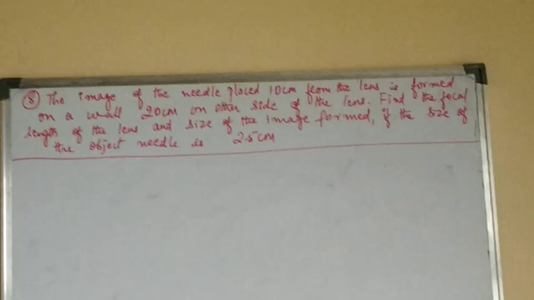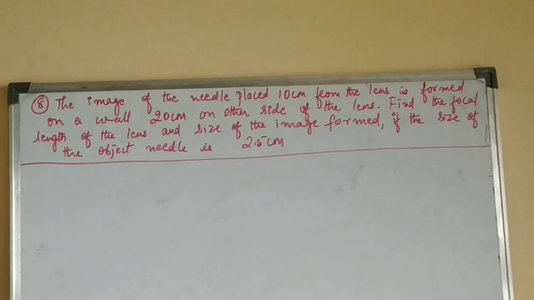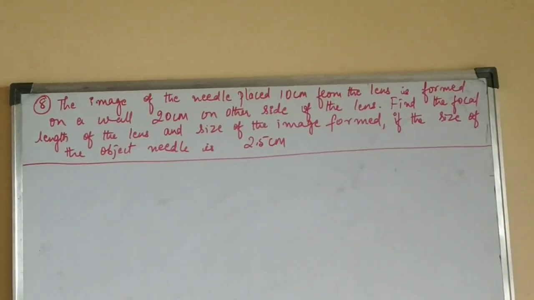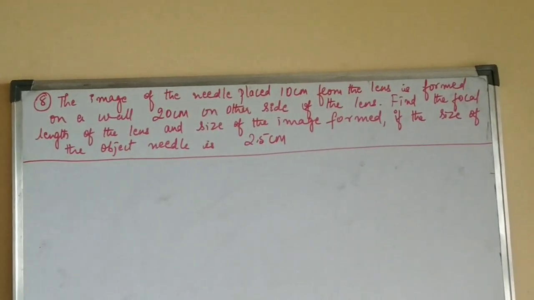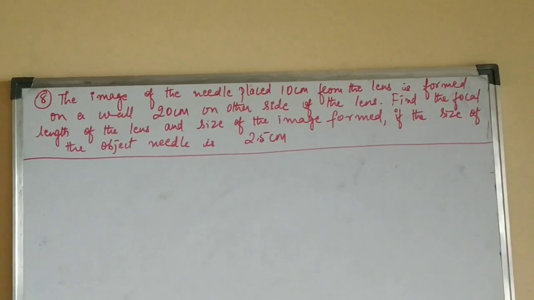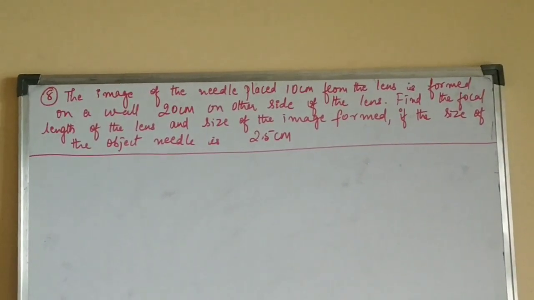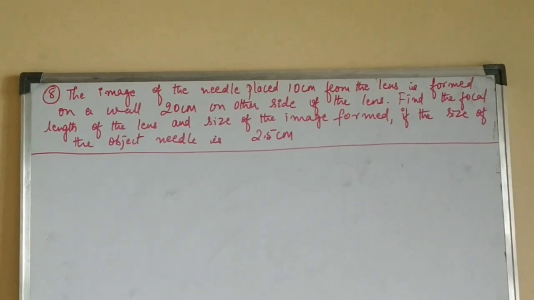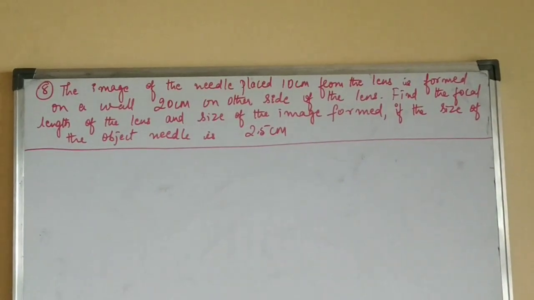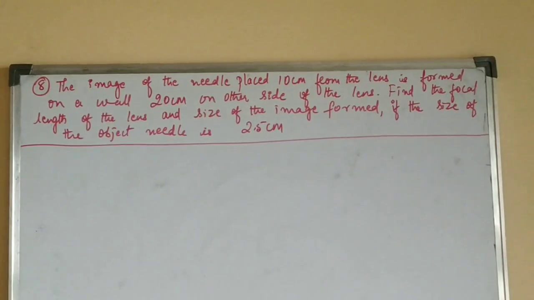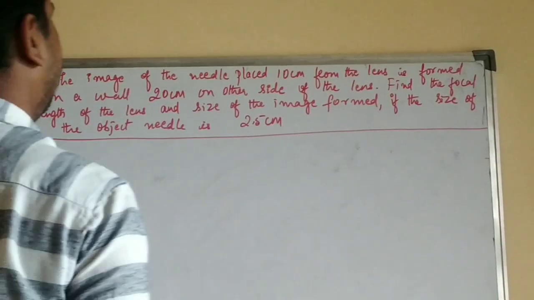Thank you. Now 8th problem. The image of the needle placed 10 centimeter from the lens is formed on a wall 20 centimeter on other side of the lens. Find the focal length of the lens and size of the image formed if the size of the object needle is 2.5 centimeter.